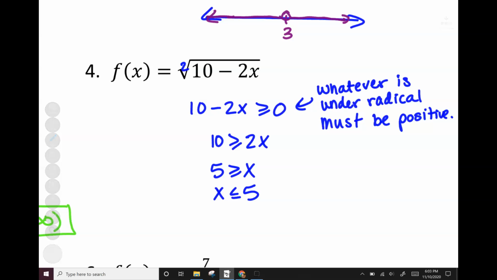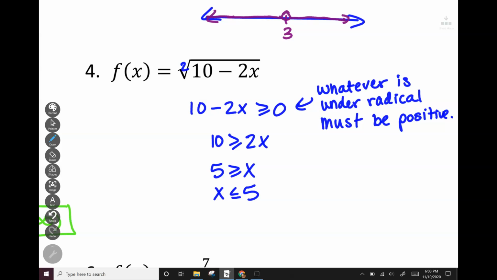Right? So just to check that, if you plug in a number less than 5, so let's say I plug in 0, that's less than 5. 10 minus 2 times 0 is 10. And we can take the square root of 10, that would be a real number. However, if I plug in a number not less than 5, so 10, so 10 minus 2 times 10, that would be -10. And the square root of -10 would be imaginary. That's why we can't have numbers that are greater than 5 here.